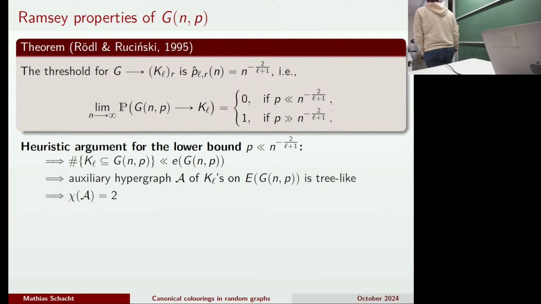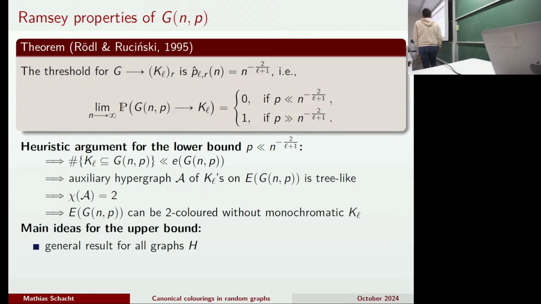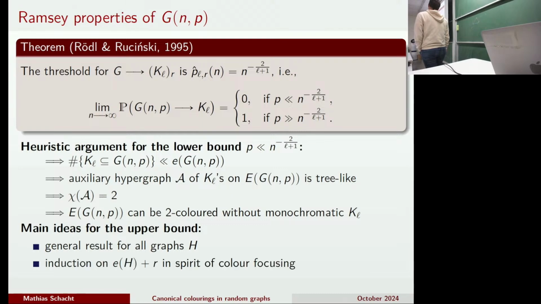Okay. The upper bound. For the upper bound, the paper was based on an inductive argument, and the induction was along the edges. So the proof of this one statement was done for all graphs, not only for cliques. And then it was an induction on the number of edges and the number of colors. And there was some kind of, you could say, color focusing argument.